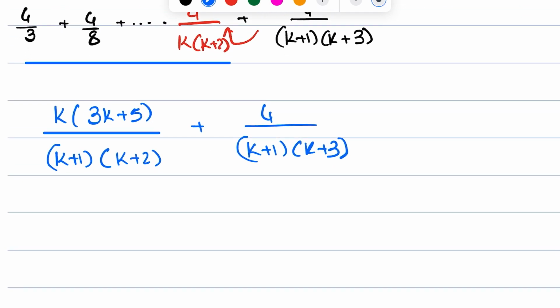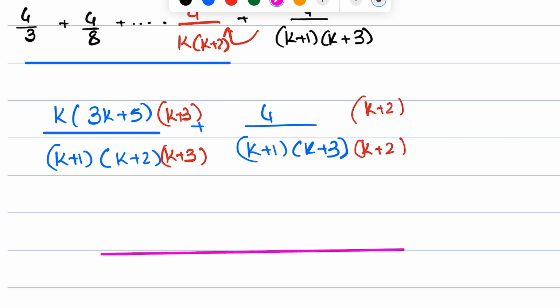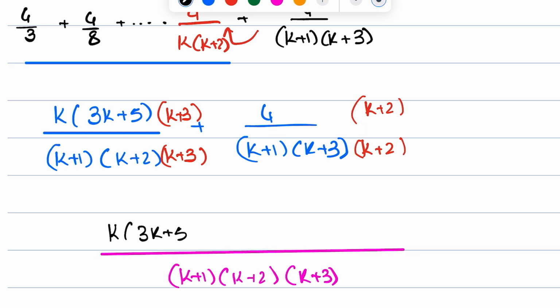Now we have to make a common denominator. For that, multiply this one with k plus 3 and k plus 3, multiply this one with k plus 2 and k plus 2. Then we get a common denominator for both the fractions. What is the common denominator for both the fractions? It is k plus 1 times k plus 2 times k plus 3. What else is left over in the numerator now? 3 times k times 3k plus 5 times k plus 3 plus 4 times k plus 2.